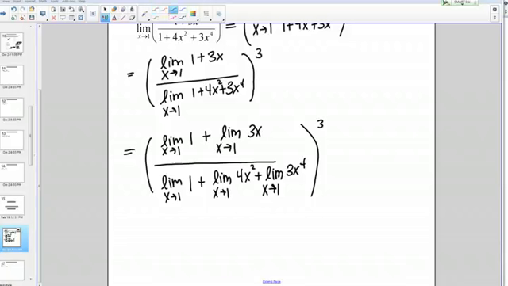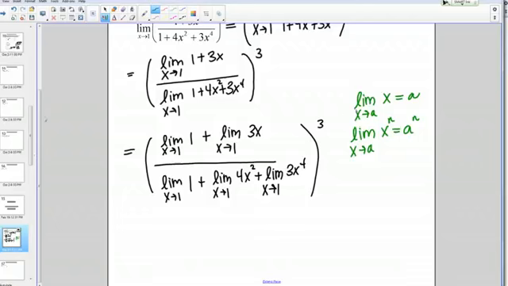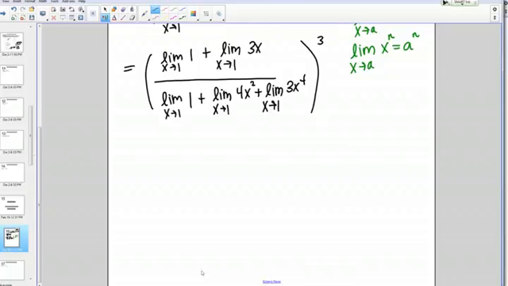Out to the side really quick, I just want to remind you of two really important limit laws that we're about to use in the next step. One of them is the fact that the limit as x goes to a of x just equals a. And then a very similar rule, the limit as x goes to a of x to the n, so x to some power, equals a to that power. Now I'm going to apply those rules to what I have here.